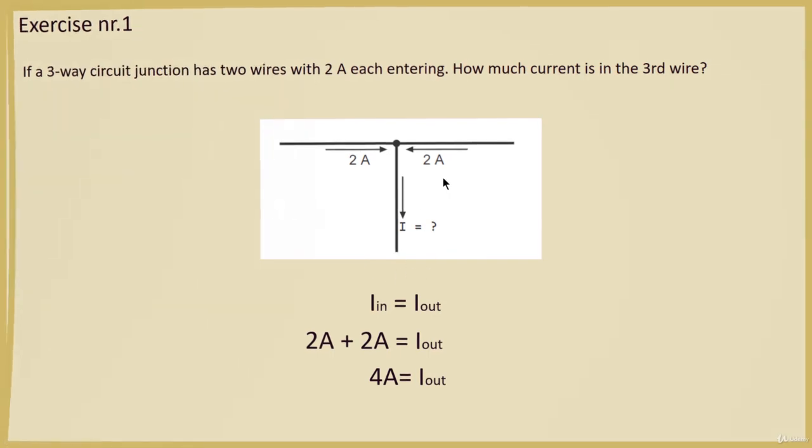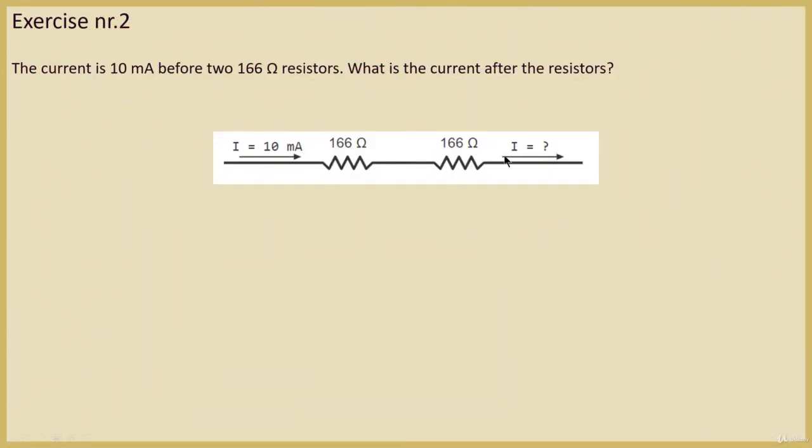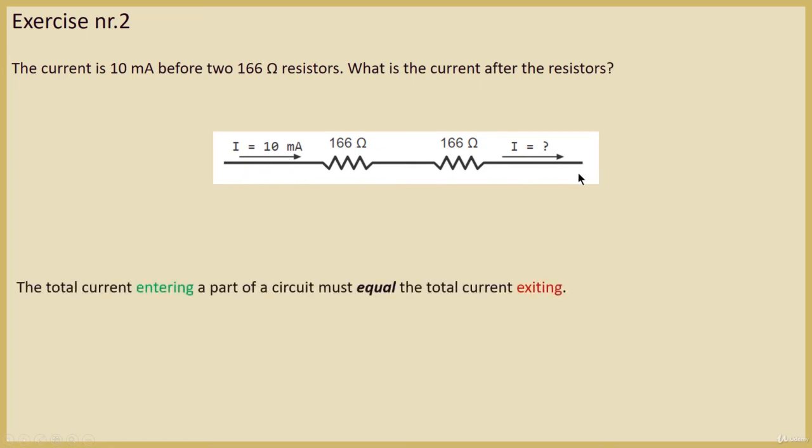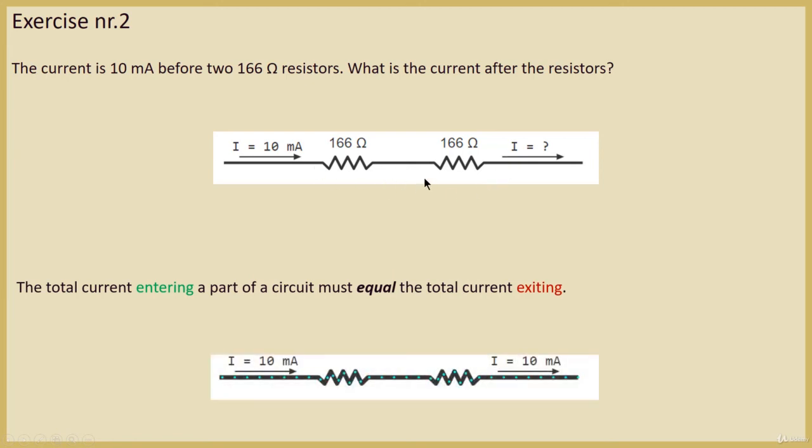Alright, let's move on to the next exercise. The question is, if the current is 10 milliamps before the 2 resistors, what is the current after the resistors? We know that the total current entering a part of the circuit must be equal to the total current exiting, right? If this circuit doesn't branch with anything else, it will have the same current at every point. Remember that current doesn't change across resistors and batteries.